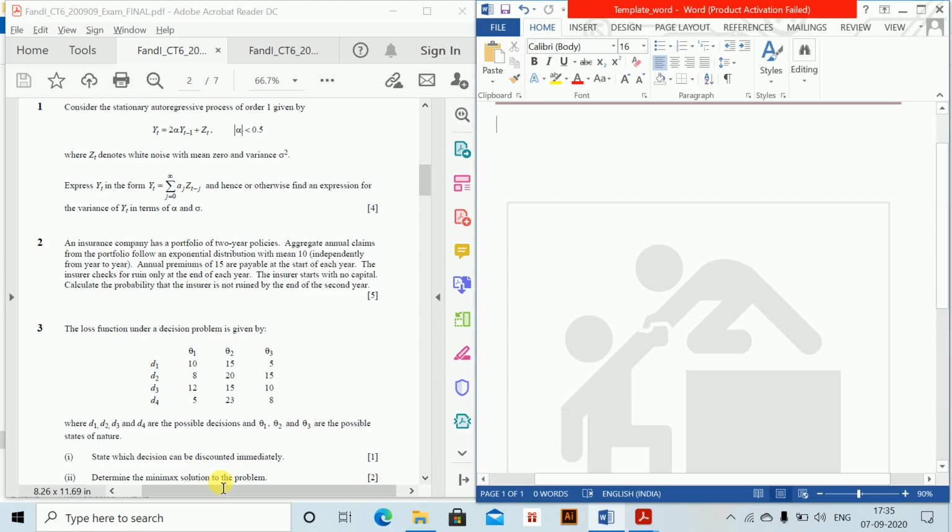Ruin theory. So first we'll do this question. An insurance company has a portfolio of 2-year policies. Aggregate annual claims from the portfolio follow an exponential distribution with mean 10. Annual premiums of 15 are payable at the start of the year.